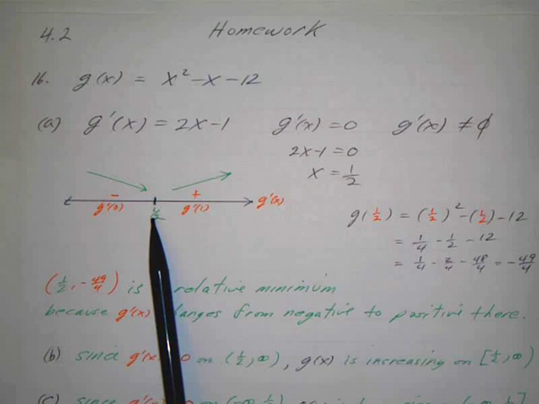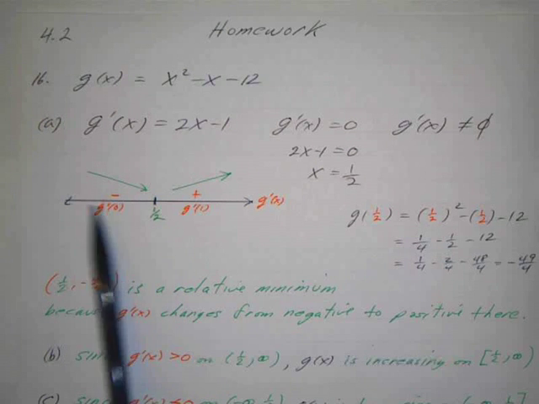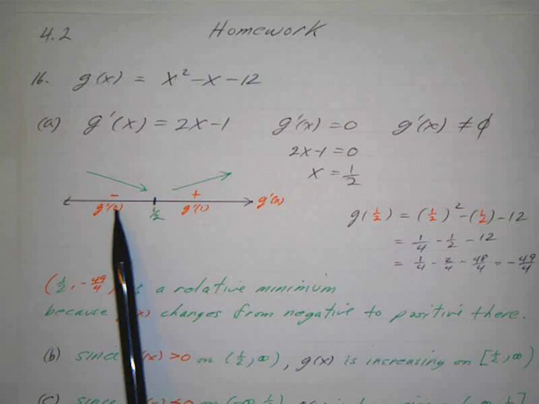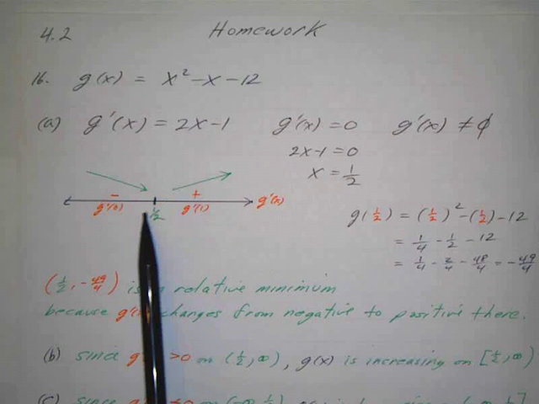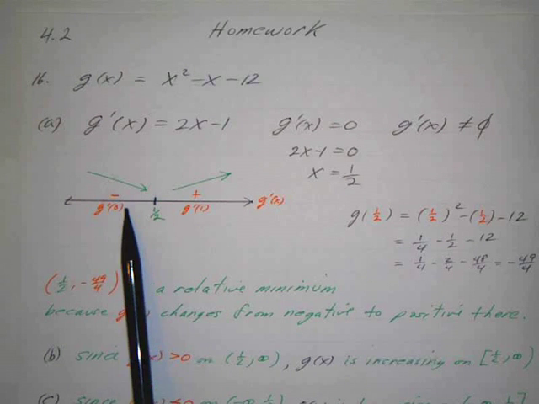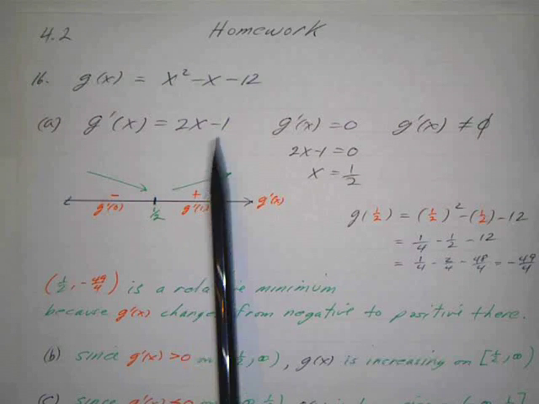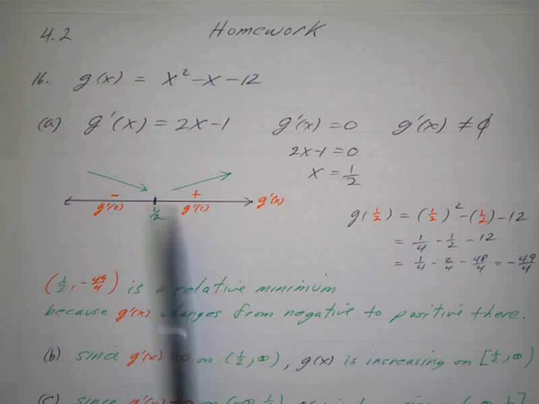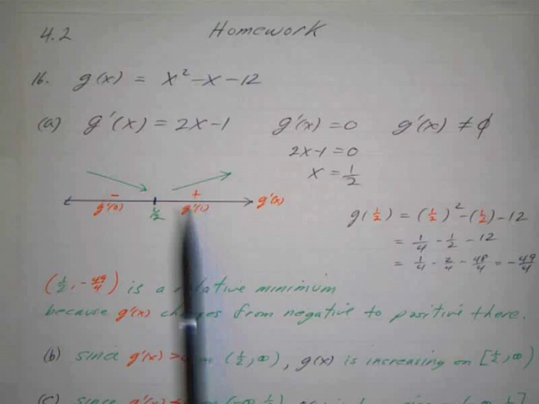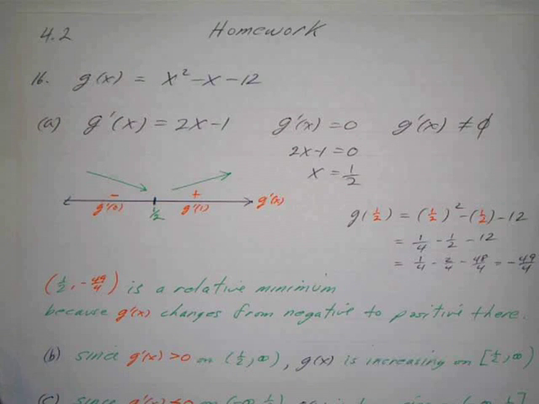And we look over here, and we can see that the derivative, if I put 0 in here, which is to the left of 1/2, I get negative, and if I put 1 in here, which is to the right of 1/2, I get positive. So you can see the derivative is negative, the derivative is positive, so I do have an extrema there. Looks like a relative minimum.